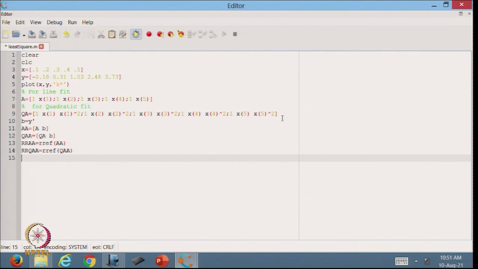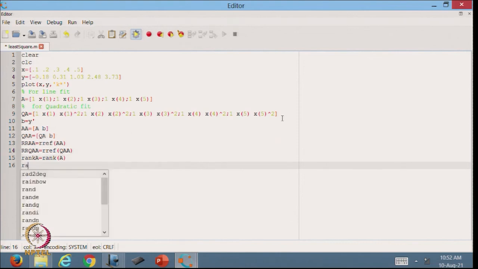And if you want to check, you can also check the rank. So, I can check the rank of the matrix A. Similarly, I can find the rank of QA, that is the rank of matrix QA.